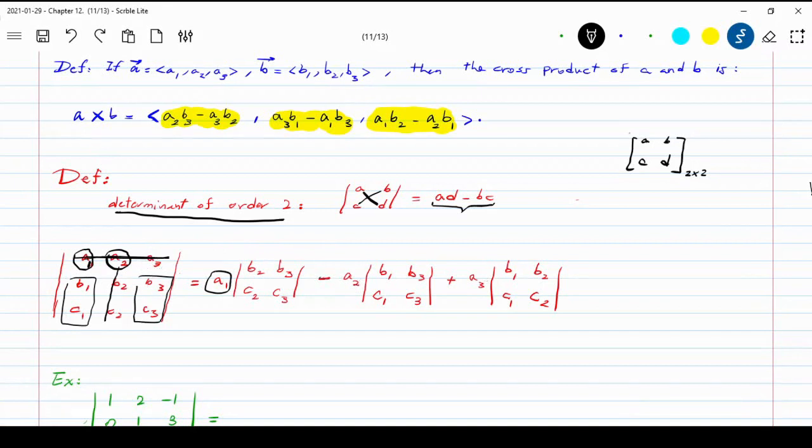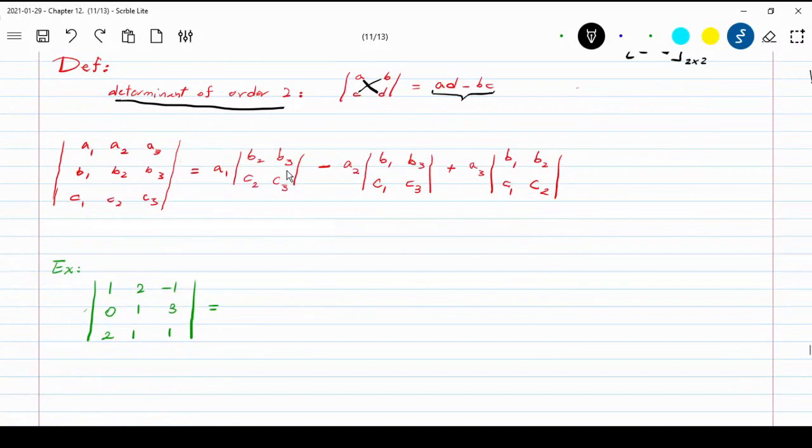Let me get rid of these lines. Okay, so this is basically the idea to extend it. For 4 by 4 you can extend this idea, but we only need the 3 by 3 and 2 by 2. So for example, let's calculate the determinant of this matrix. What you do is pick the first entry, 1, and multiply by the determinant of removing the first row and first column.